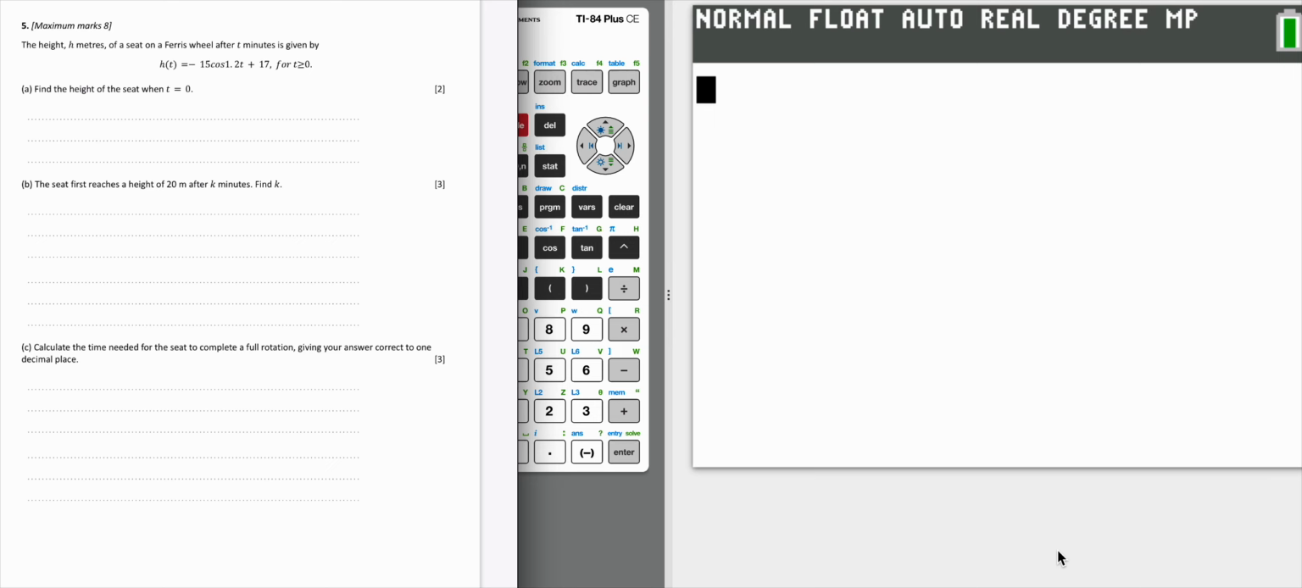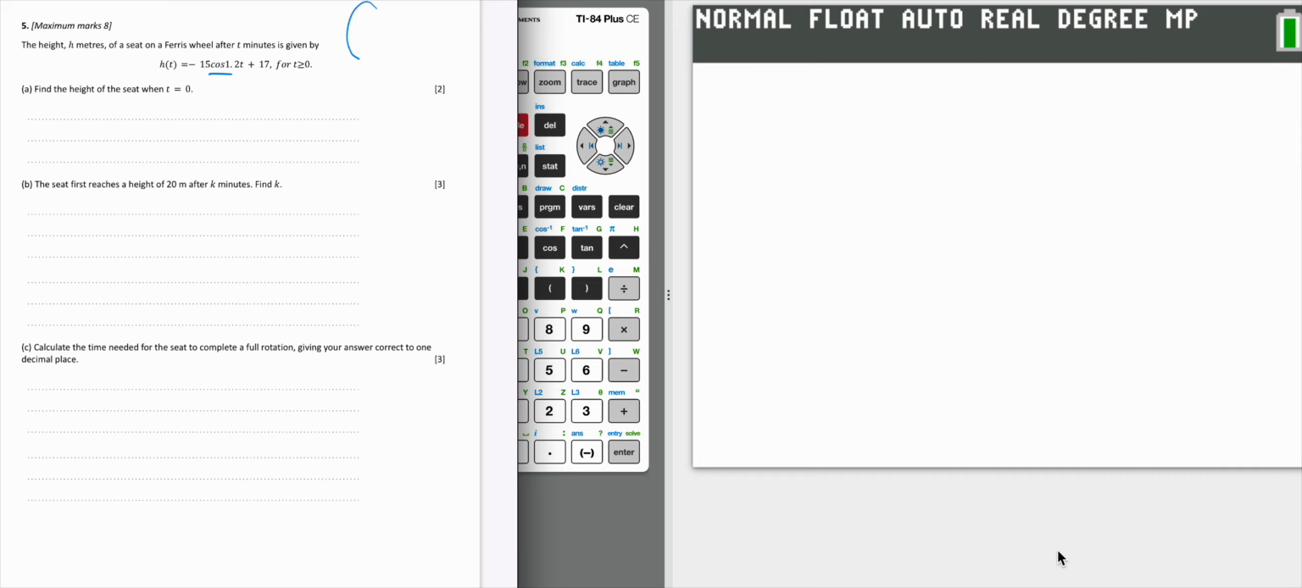It's a trigonometry question and it's using some trig modeling, and we can see that it's trig modeling because we have the cos or sine function. So in this one it's a cos function and we can find that here. So for the first question, it's explaining the height of a seat on a Ferris wheel.